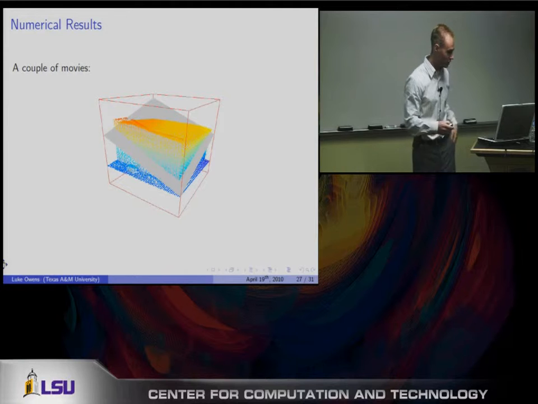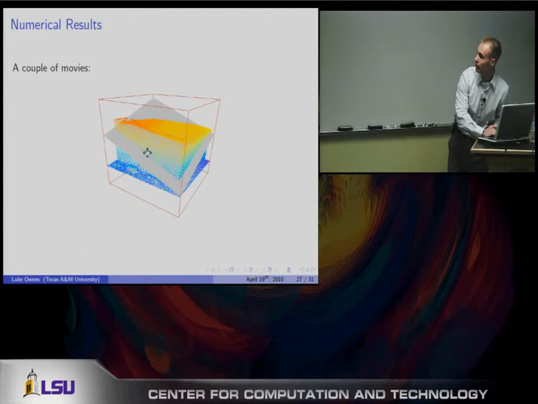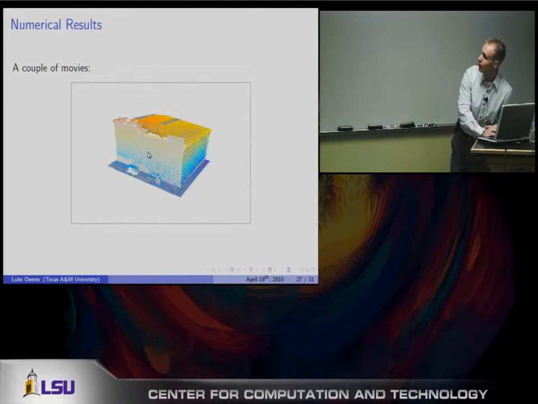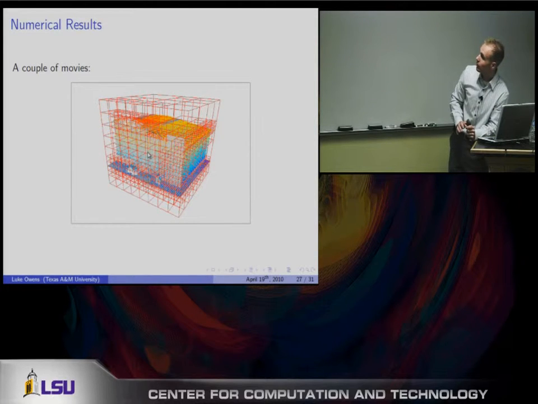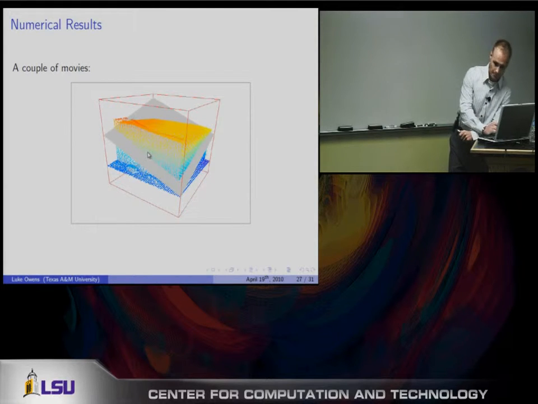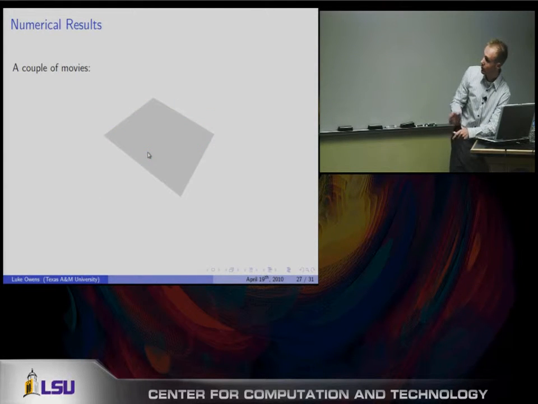All right, so here, let's do a couple of movies. Everyone likes movies. So that's sort of our algorithm in work there. So that's the initial plane, and we adaptively do the octree, and then we fit the planes at each step. All right, next movie.